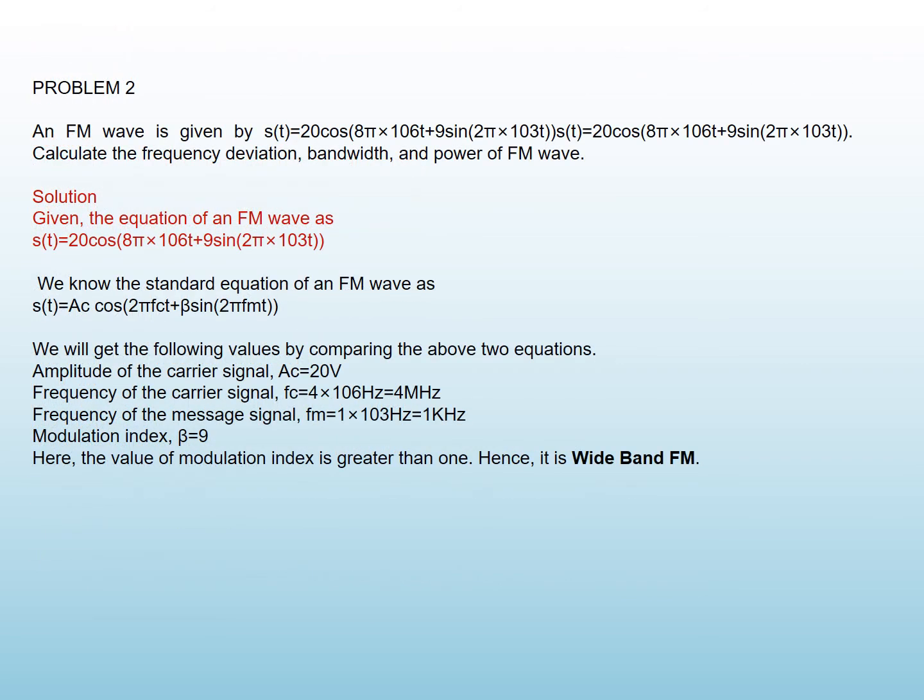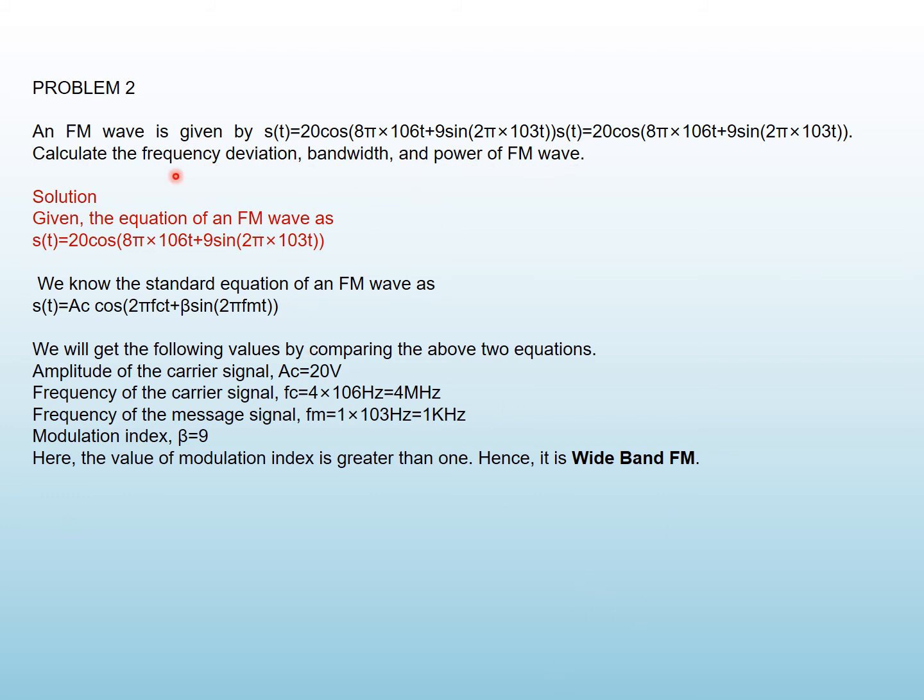So here they are given an FM signal S of t, it is 20 cos of 8 pi into 10^6 t plus 9 sine of 2 pi into 10^3 t. Sorry, it is repeated once again here, just ignore it. So this is your signal. Calculate the frequency deviation, bandwidth, and the power of the FM wave.